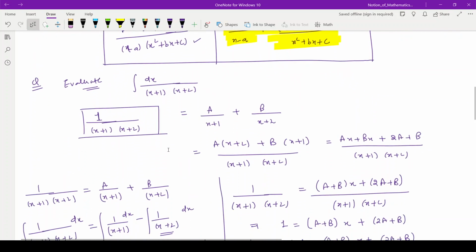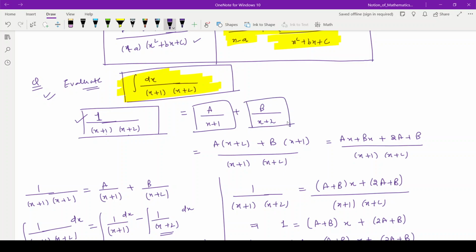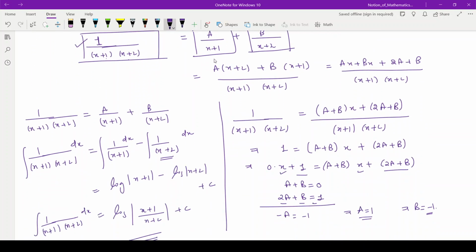That is why I have solved one question here. In this question, we have to evaluate the integration of 1 upon (x plus 1)(x plus 2) with respect to x. That is, integration of dx upon (x plus 1)(x plus 2). For that purpose, I have extracted this function only, 1 upon (x plus 1)(x plus 2). It can be written as A upon x plus 1 plus B upon x plus 2. By taking the LCM of these terms, the denominator will be (x plus 1)(x plus 2), and the numerator will be like this.